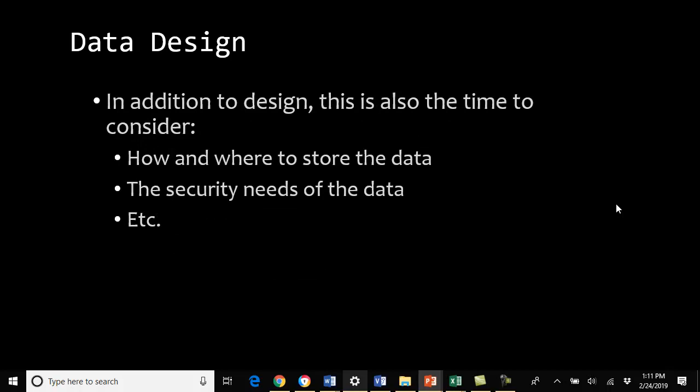In addition to the design, there's also time to consider how and where the data is going to be stored, the security needs of the data, etc. We need to make sure we understand the security of the data, how important it is, who can get to it, who should not see it, those types of things. Based upon that, we're going to start working with the architecture piece of this to ensure that the data is 100% secured all the way through. I hope that makes sense, okay? So you need to understand that as you kind of go through it.